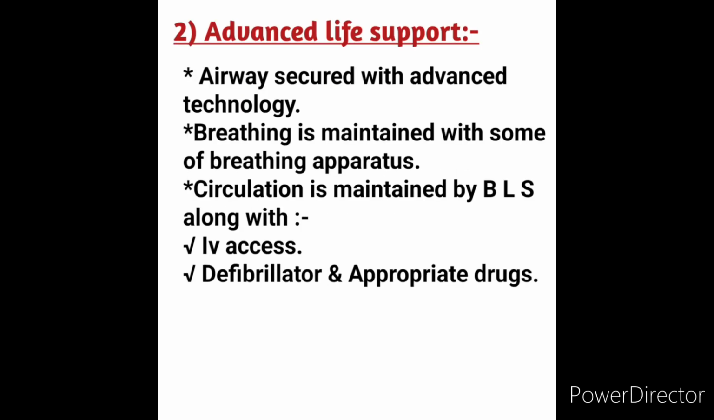Next, second type is ALS. ALS means advanced life support. Airway is secured with advanced technology. Breathing is maintained with some breathing apparatus. Circulation is maintained by basic life support along with IV access, defibrillator and also appropriate drugs. So here advanced life support means we have to provide support through advanced techniques, like breathing maintained with breathing apparatus, and circulation maintained by basic life support along with IV access, defibrillator and appropriate drugs.